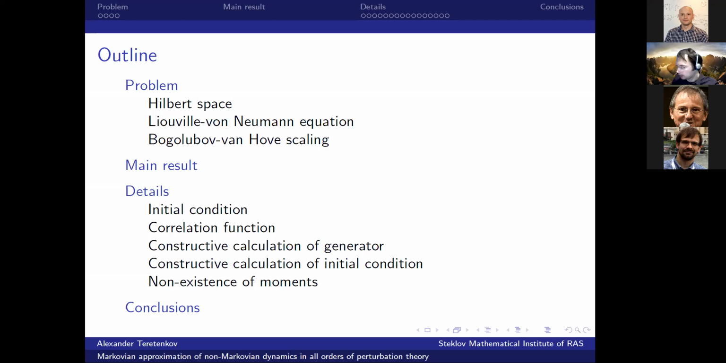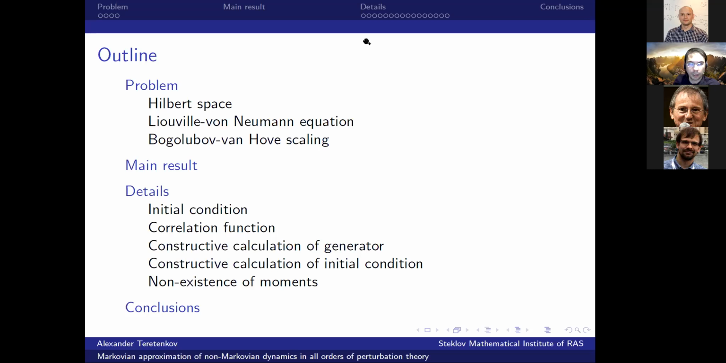This model is in a certain sense exactly solvable. It's used as a basic example in the discussion of time-convolutionless master equations in Breuer and Petruccione's book. And this is why I have analyzed exactly this model. And I will use the asymptotic analysis based on the so-called Bogolubov-van Hove scaling.